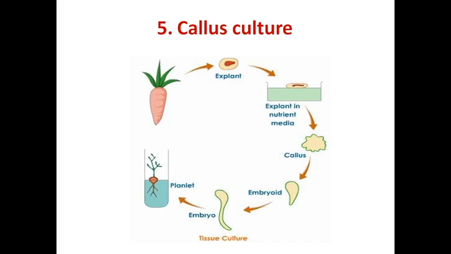And the callus tissue from different plant species may differ in structure and growth habit. So, students, see the explant is placed on the nutrient medium, then callus formation occurs, and that callus produces embryogenic calli. They produce somatic embryos, and when we inoculate that somatic embryo on appropriate medium containing auxin and cytokinin, then rooting and shooting are formed, and finally a plantlet will be produced.